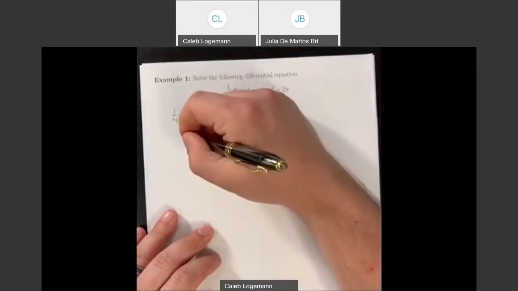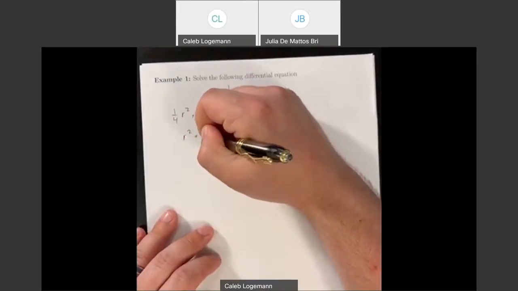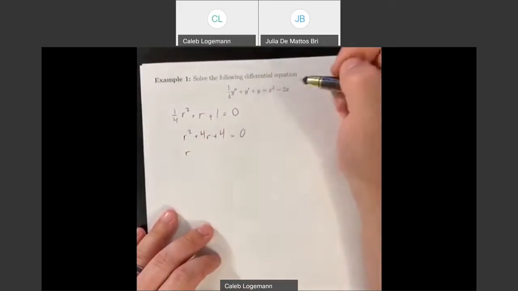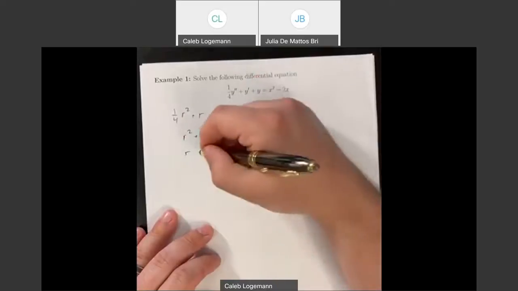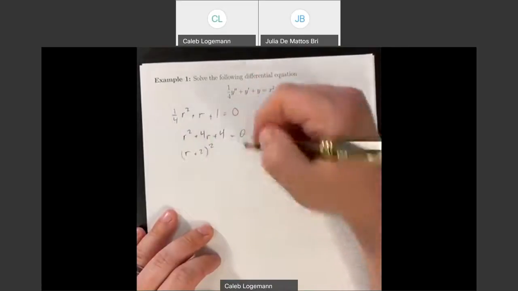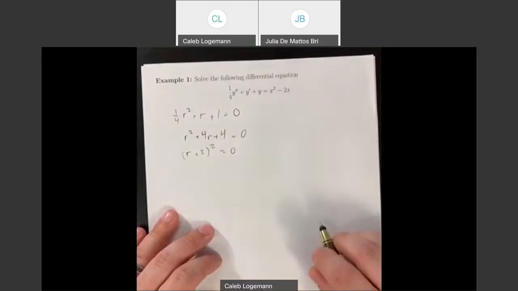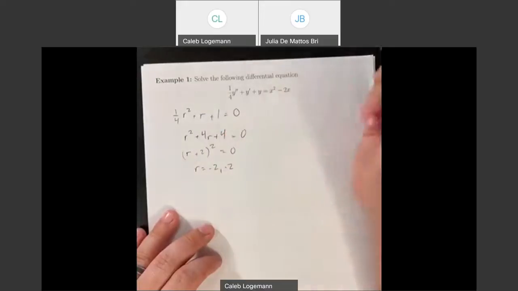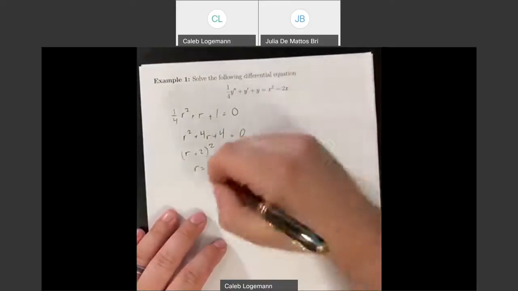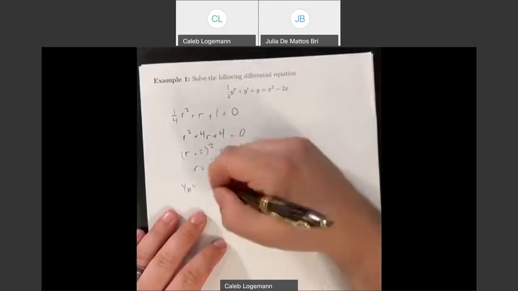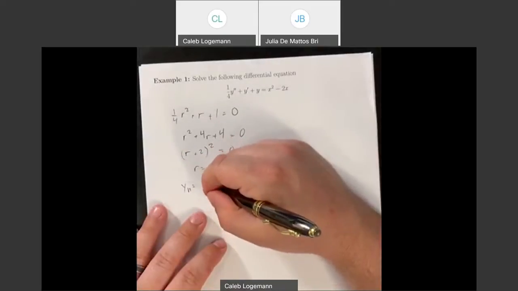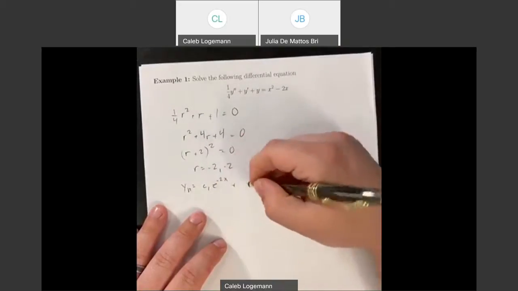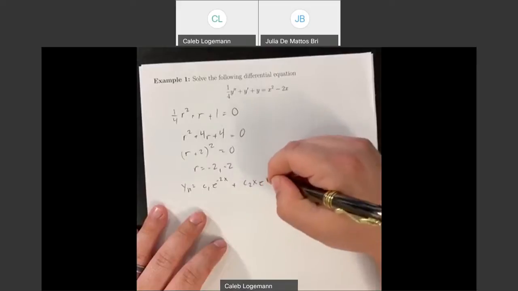I'll multiply it by 4: r squared plus 4r plus 4. And you can factor that as r plus 2 squared. So our two roots are r equals negative 2, repeated. So the homogeneous solution is going to be some constant, let's say c1 e to the negative 2x plus c2 x e to the negative 2x.